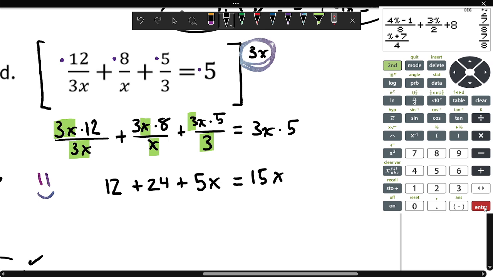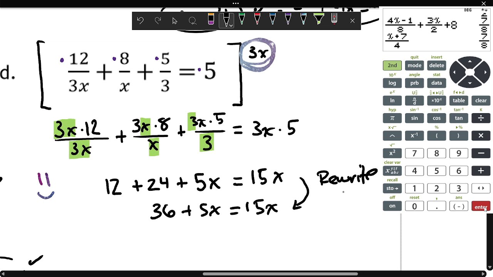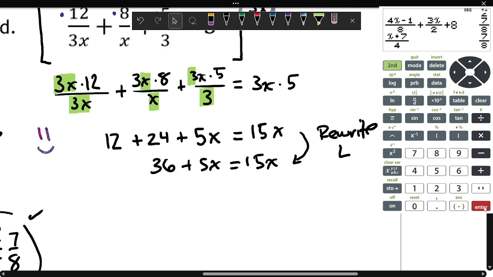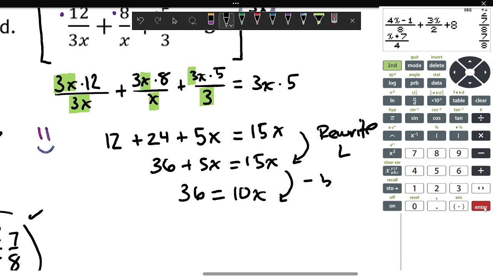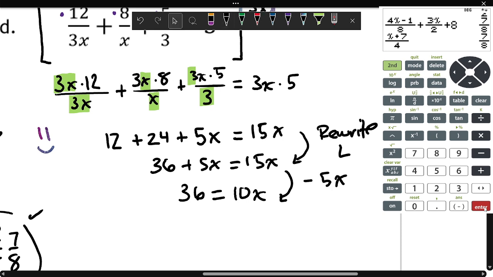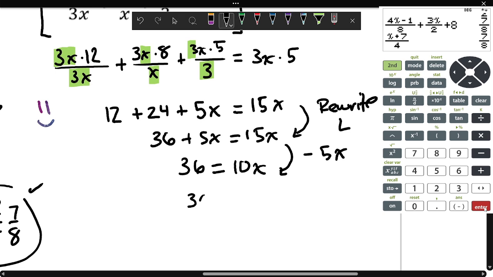On the right-hand side, we can do a quick rewrite. This is going to become 36 plus 5x equals 15x. Again, that was just a rewrite of the left side. That's all I touched. The next thing I'm going to have is 36 is equal to 10x. I wrote it down, and what did I just do? I subtracted 5x from each side. And then the final thing I'm going to do is divide by 10. So 36 over 10 is what x is.